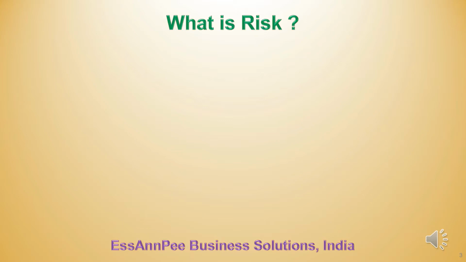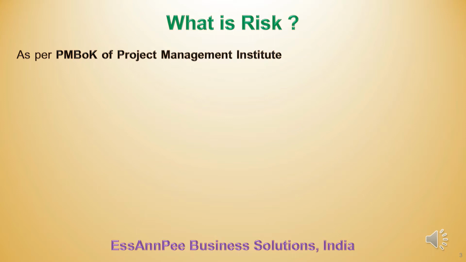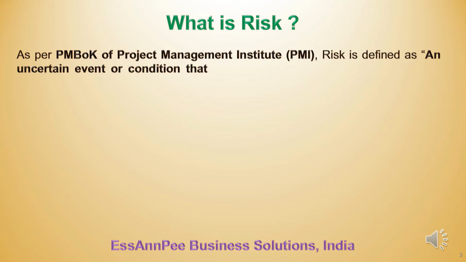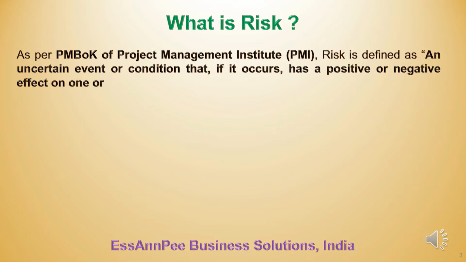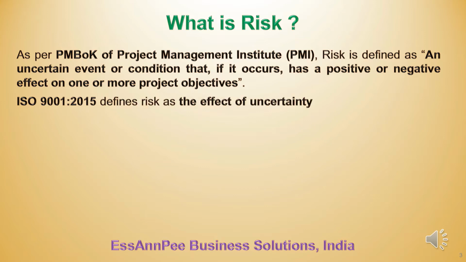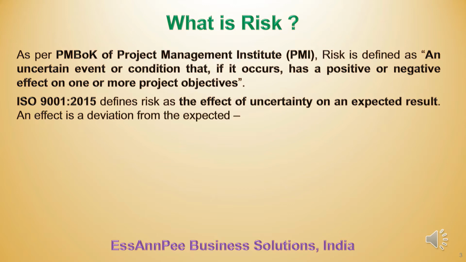Before going further, let's understand what is risk. As per PMBOK of Project Management Institute (PMI), risk is defined as an uncertain event or condition that, if it occurs, has a positive or negative effect on one or more project objectives. ISO 9001:2015 defines risk as the effect of uncertainty on an expected result. An effect is a deviation from the expected. It may be positive or negative.